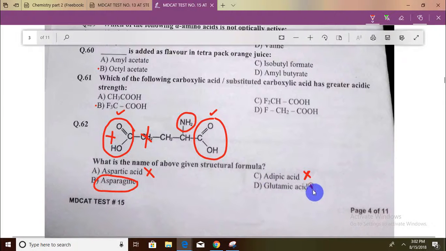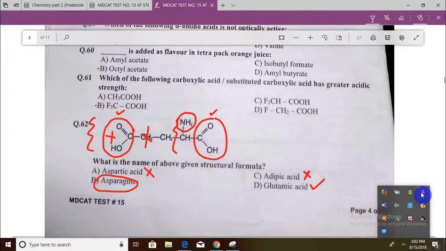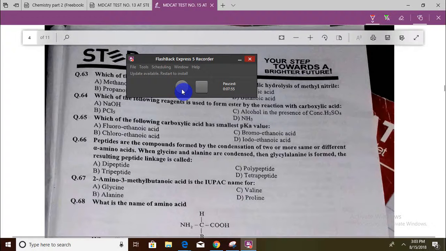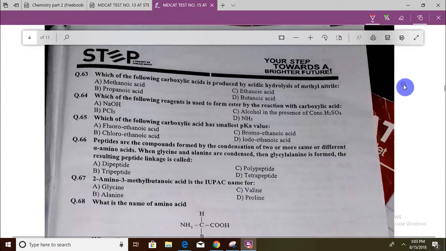Glutamic acid, on the other hand, is the correct one because it has a CH2 CH2 C double bond O OH attachment, and this has been drawn in a table in the amino acids topic, which is actually part of the carboxylic acid derivative chapter. So I would suggest you take the amino acid topic really carefully. So which of the following carboxylic acids is produced by the acidic hydrolysis of methyl nitrile?